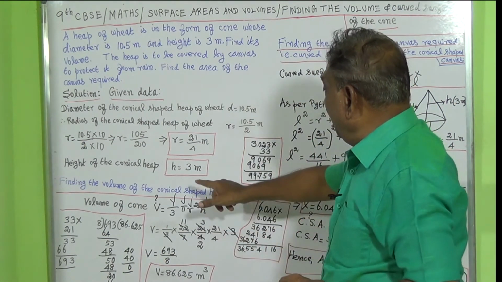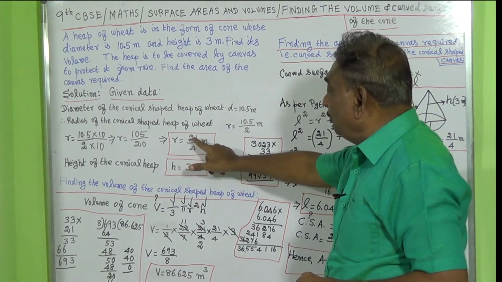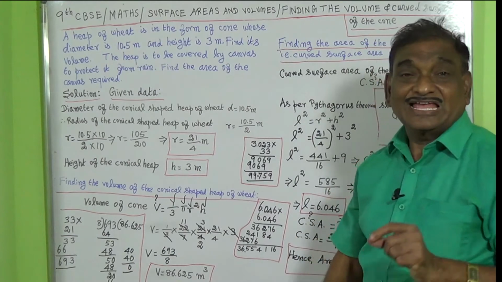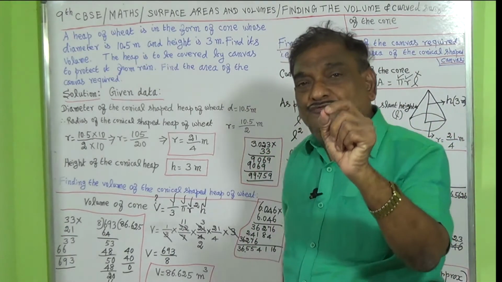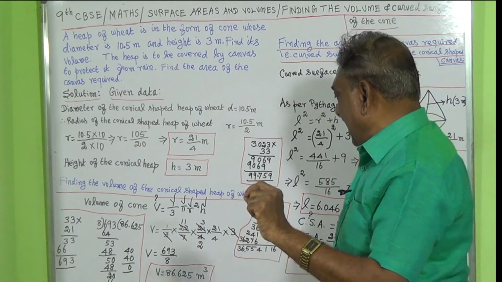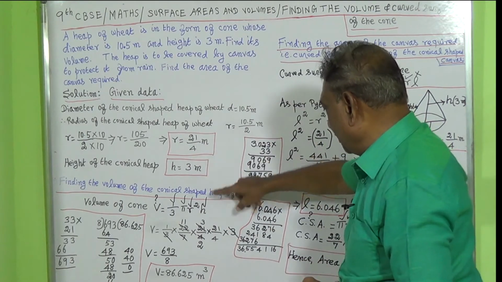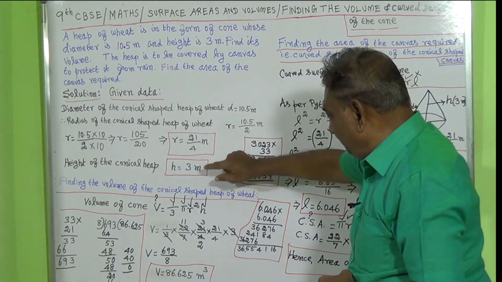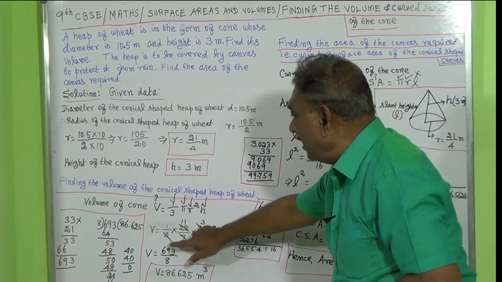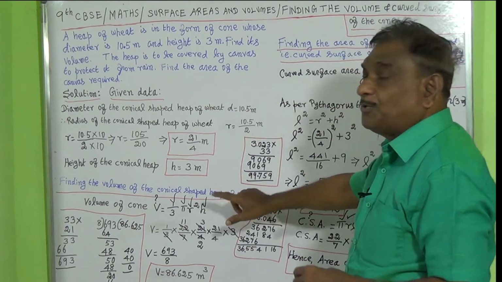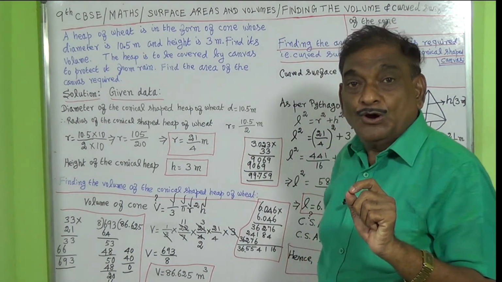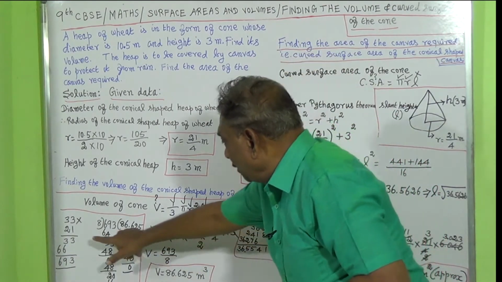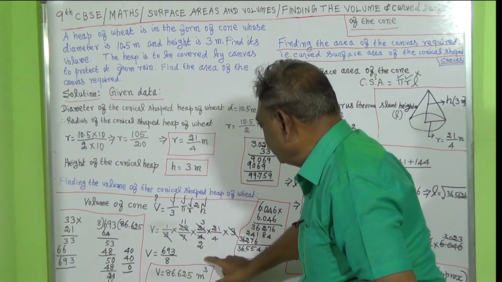Here the radius is obtained as 21 by 4 meter and the height is given as 3 meter. So if we substitute the radius as 21 by 4 and the height as 3, we will get the volume of the conical shaped heap of wheat. For the calculation and simplification, you can refer to the board.